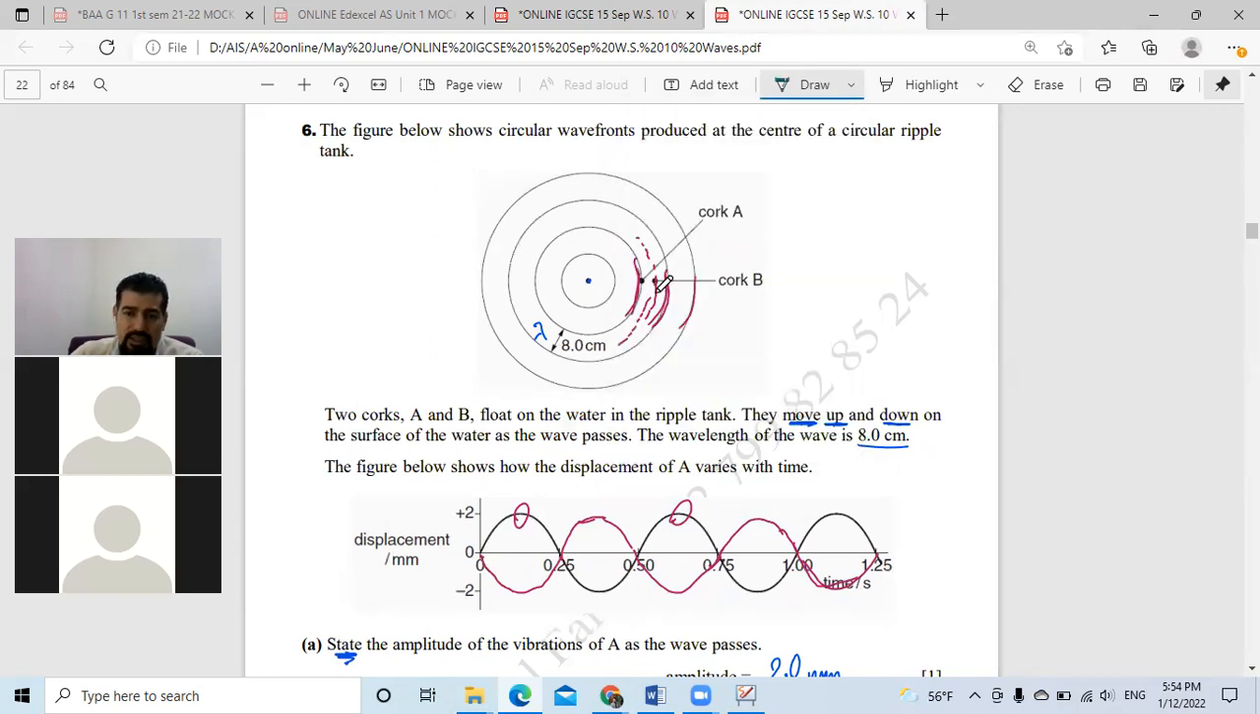So if this is crest, crest, crest, exactly in the middle, let me change the color, exactly in the middle between the crest and another crest, there is what? Trough. So that's why B will not be on the top, it will be on the bottom. And vice versa. Good?